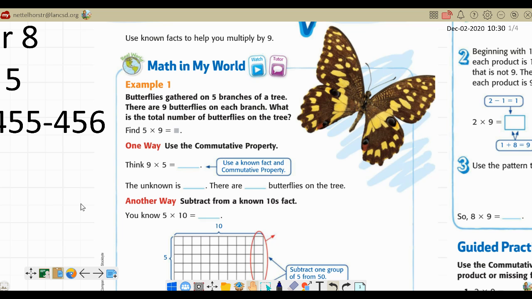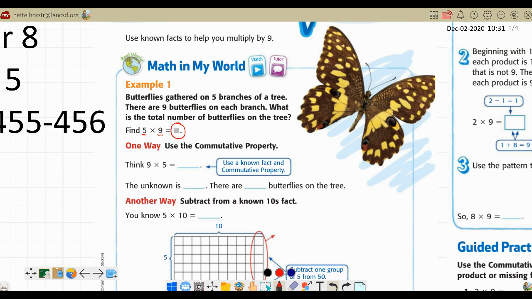So let's read it now with the question. Butterflies gathered on 5 branches of a tree. There are 9 butterflies on each branch. What is the total number of butterflies on the tree? So now that I've read the question, I know that they want to know the total number of butterflies. And you can see, based on the work that we've done before, that you have your groups, which is your branches. You have how many in each group. That's your 9, that's your butterflies. And that this is going to be your total.